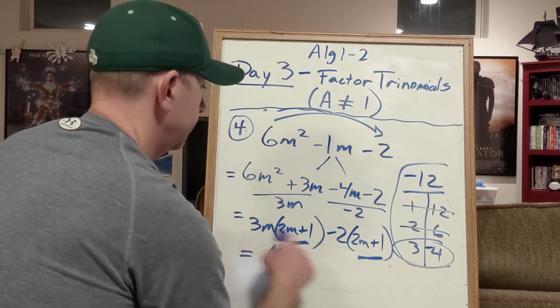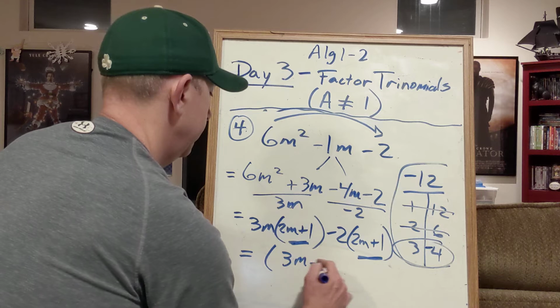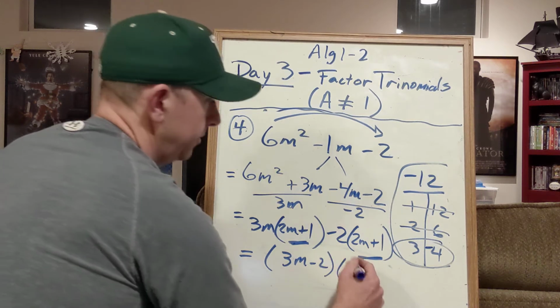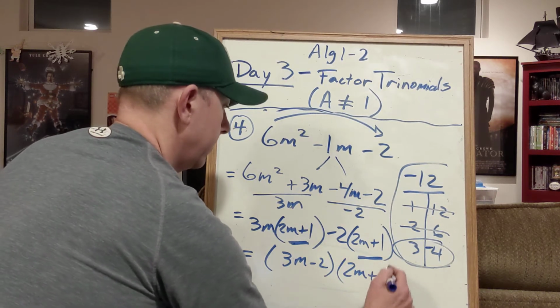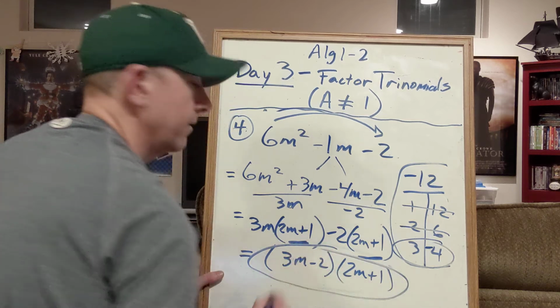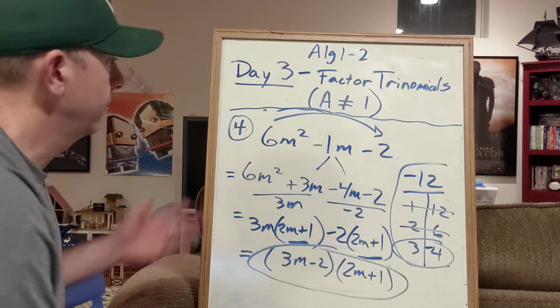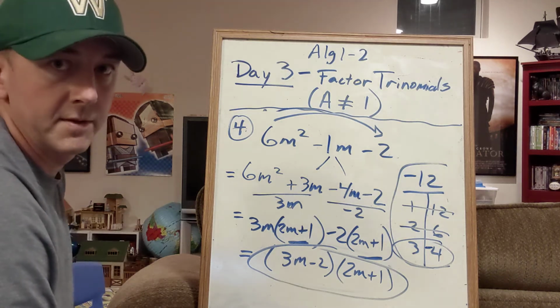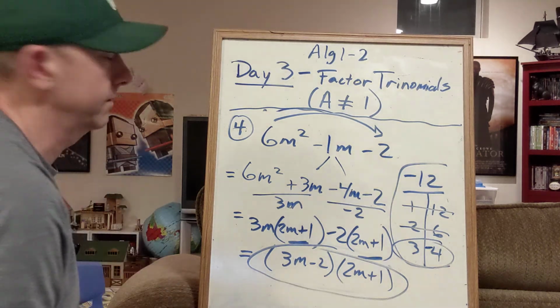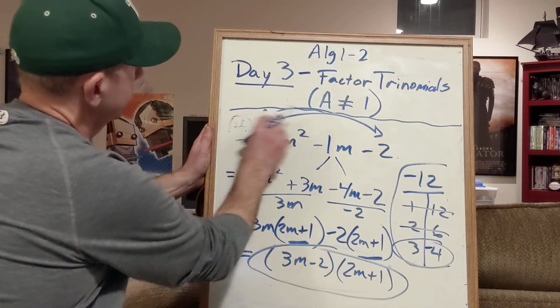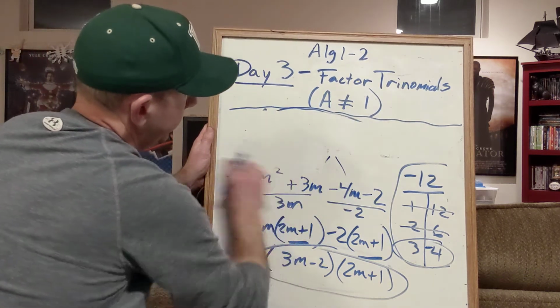Our final answer then is 3m minus 2 and the 2m plus the 1. So that ends up being our overall answer. Hopefully you guys can see all that down there. A lot more writing on this stuff than some of the other things we have. So I'm going to keep going here. We'll try to keep this as short as possible, but also want to make sure you get plenty of information.